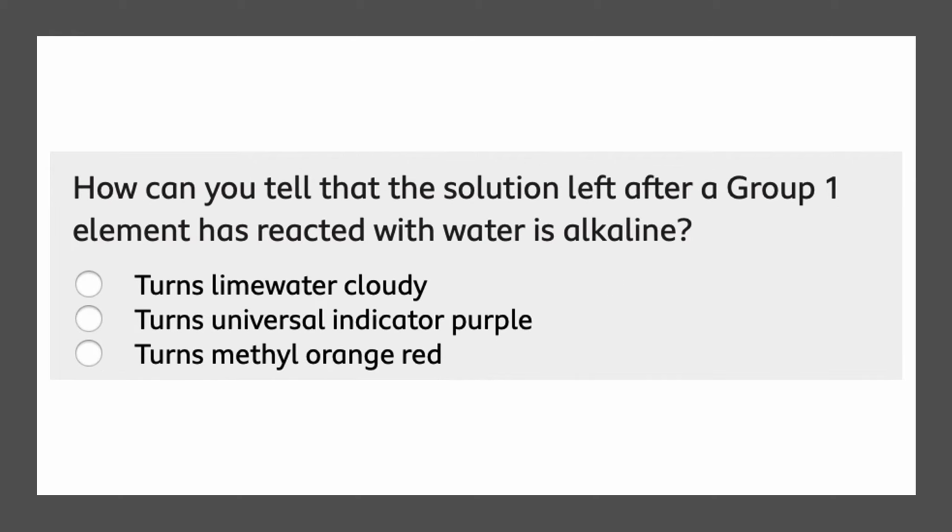Next question, how can you tell that the solution left after a group 1 element has reacted with water is alkaline? So we have the pH scale, and we will see the indicator turn purple, because purple is an alkaline color along with blue. So it will be above the pH of neutral, and it will be purple. So the answer to this would be B, and that will give you 1 mark.